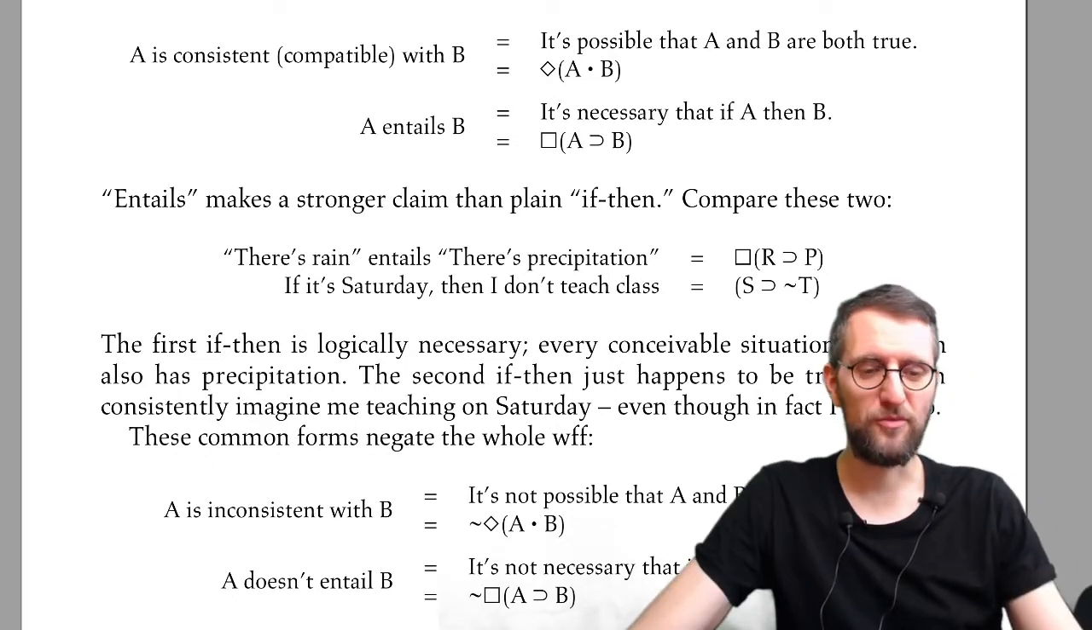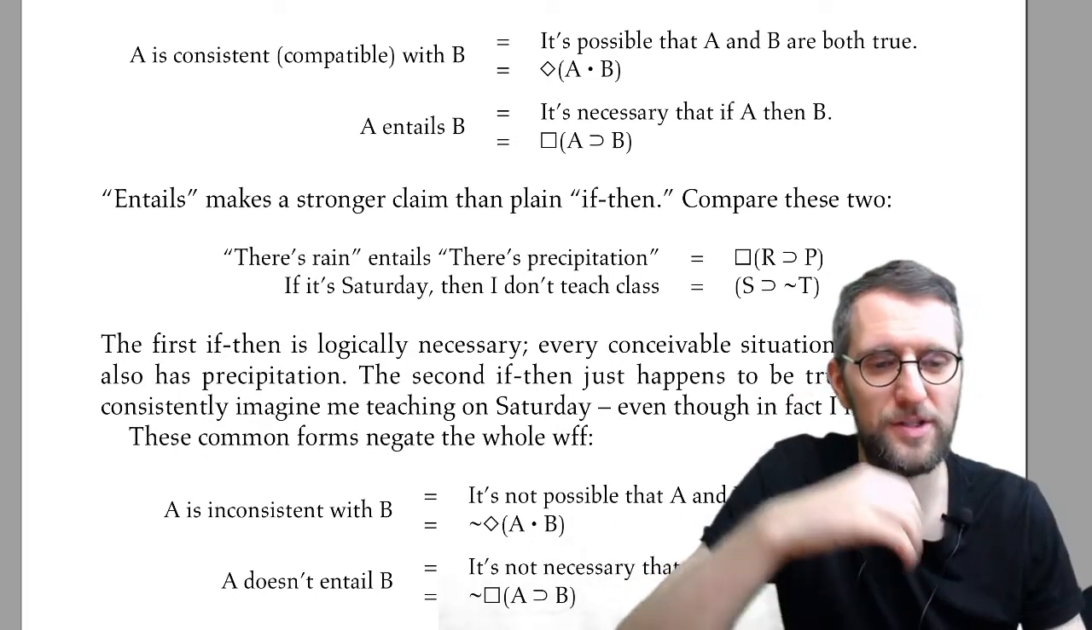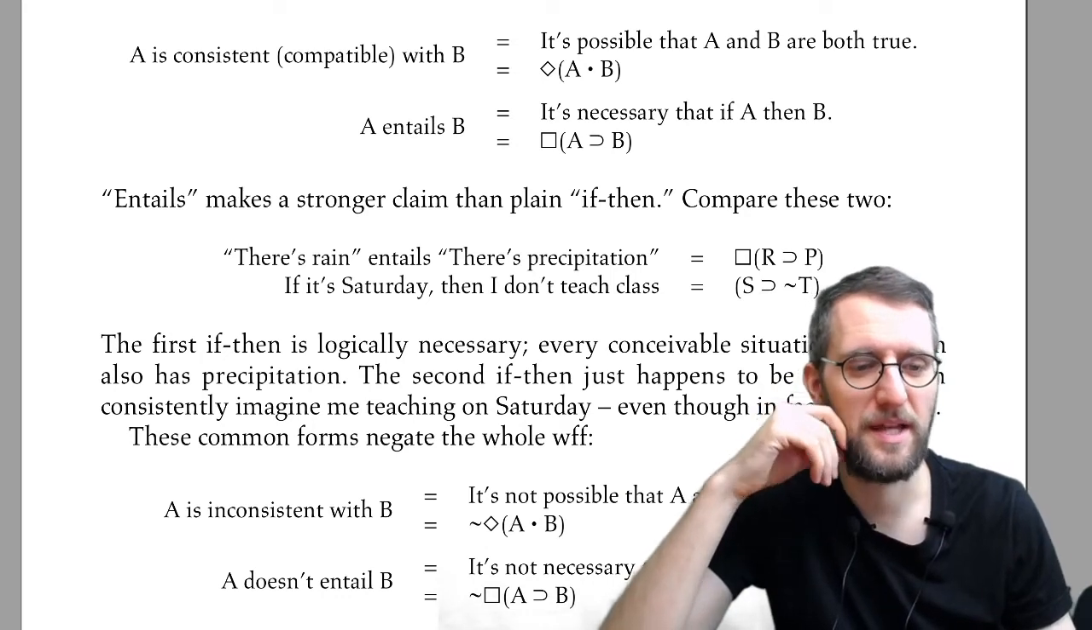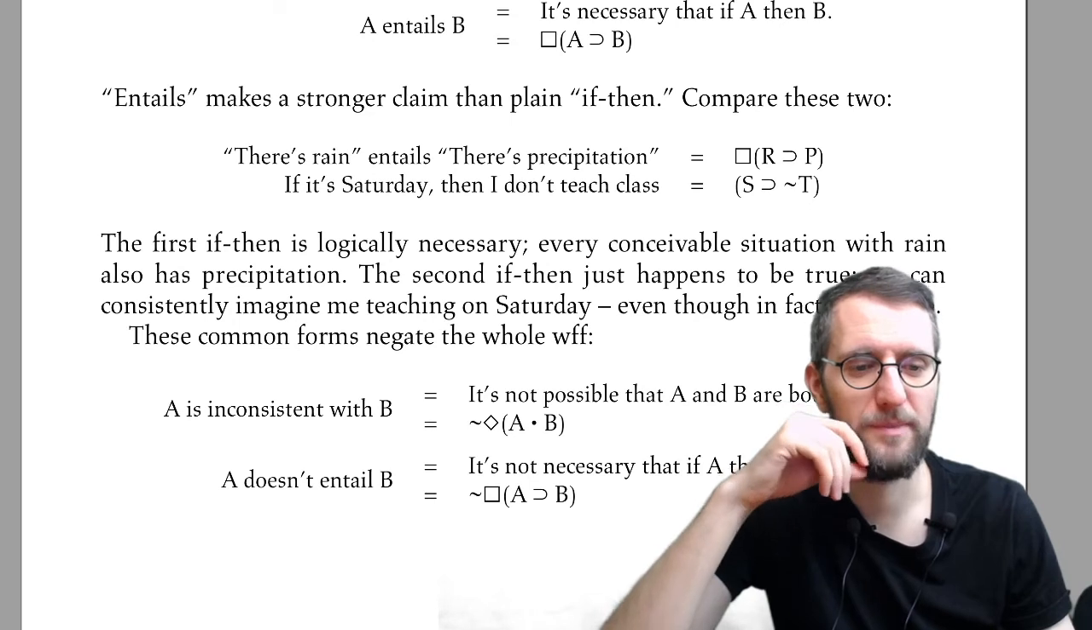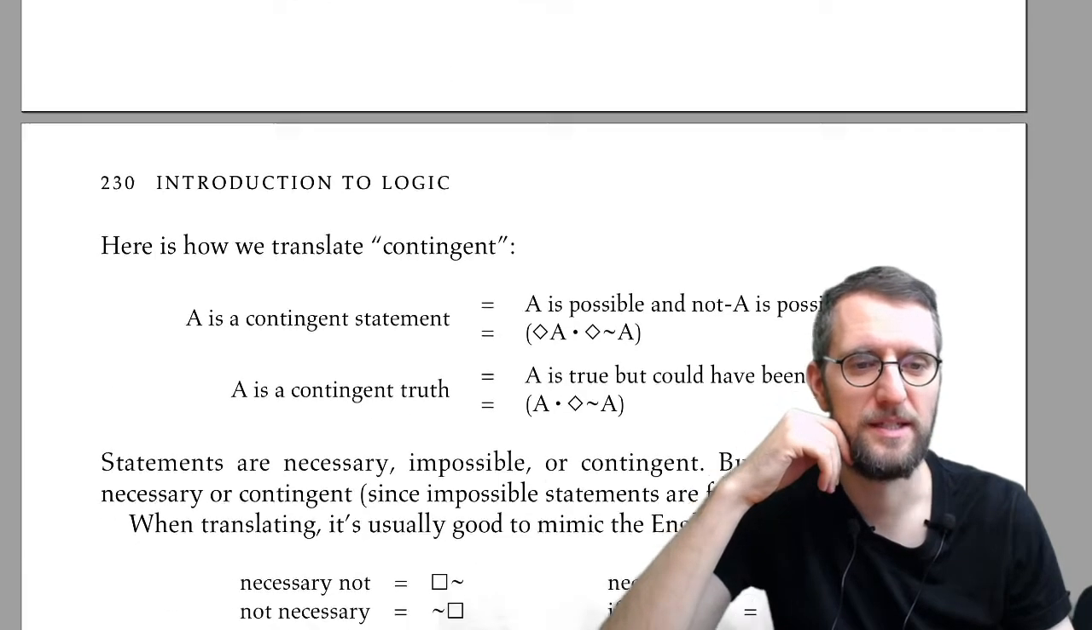And then we have some further statements. A is inconsistent with B. It's not possible that A and B are both true. A doesn't entail B. It's not necessary that if A then B, and so on.